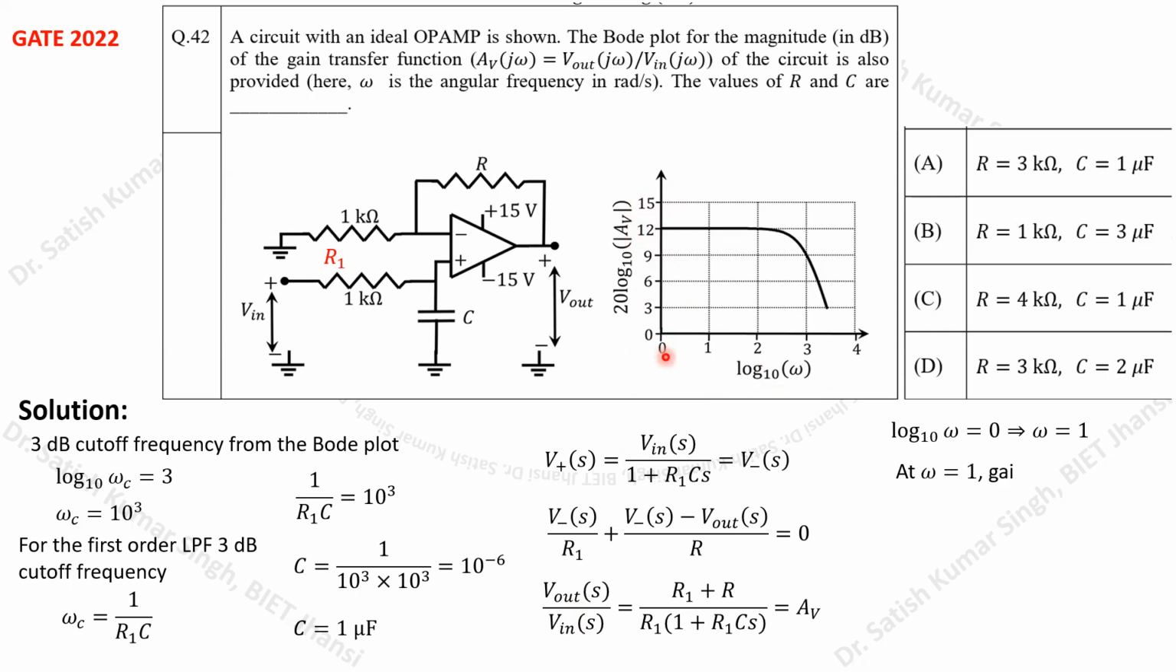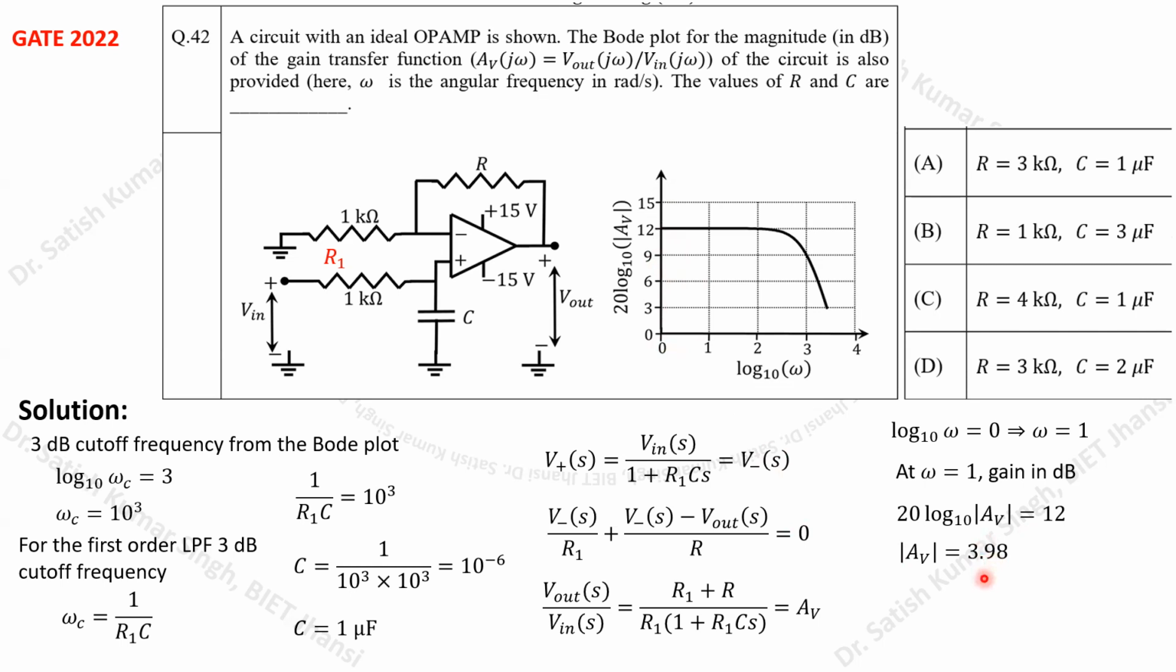So we can write that at omega equals 1, gain in dB is 20 log mod of AB equals 12, because this value is given in dB, right? So that's why we have to write 20 log 10 mod of AB equals 12. If you solve this expression, you will be able to show that mod of AV equals 3.98. So at omega equals 1, this value is 3.98.